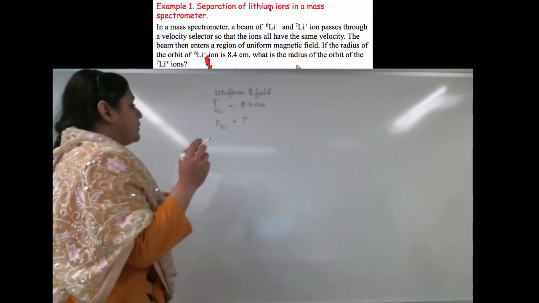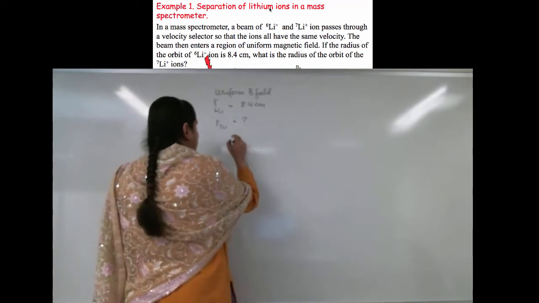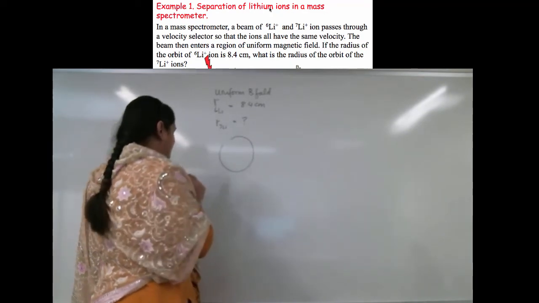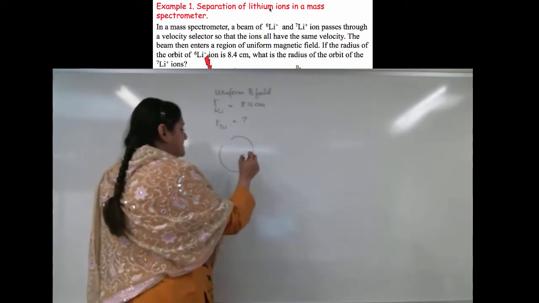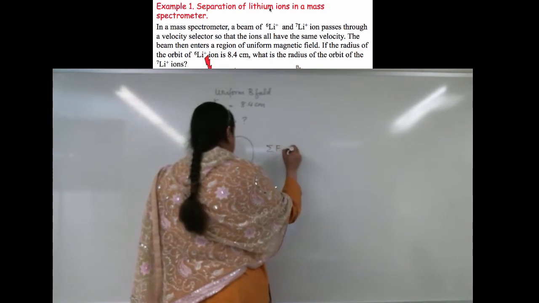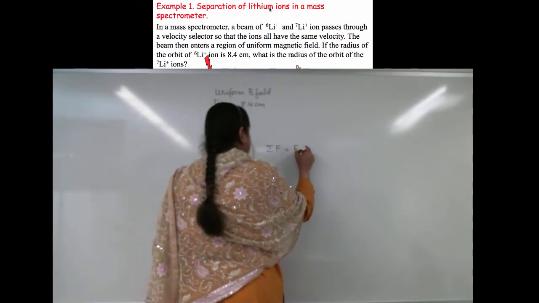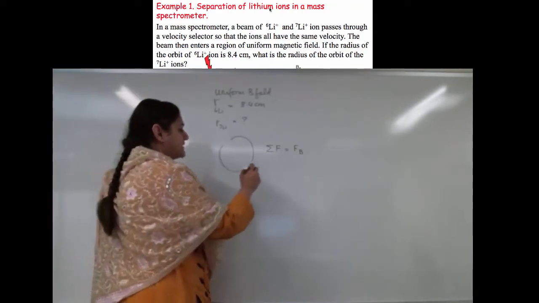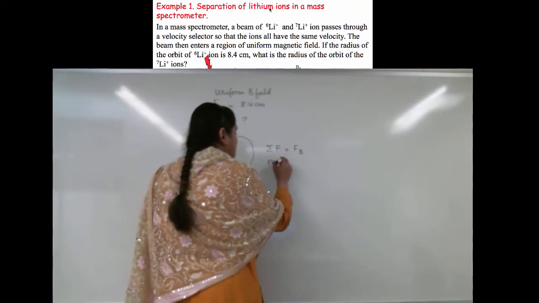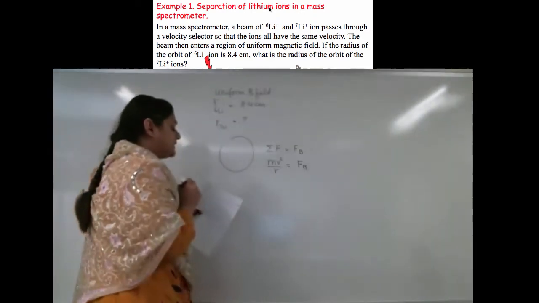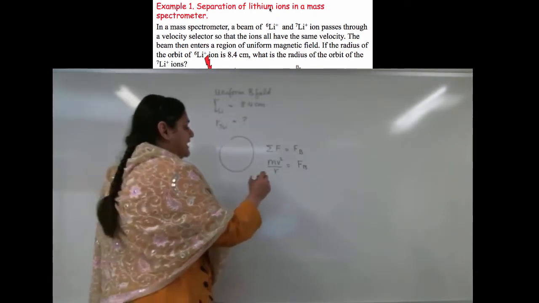Now, we know that a mass spectrometer will make things go in a circle, right? So this is what we know for a mass spectrometer. What else do we know? When things move in a circle, we have sigma F equals the force that's causing it, from Newton's laws, right? When things move in a circle, we have mv squared over r equals F_B, right? Now, what is F_B?